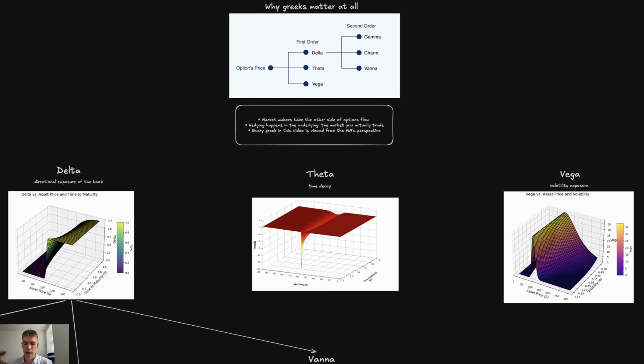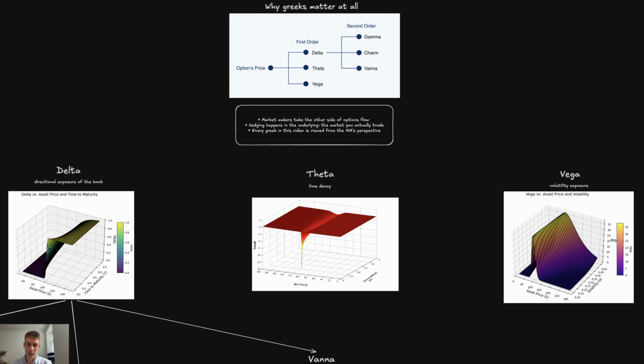Second one is theta, and it's time decay. When the book is net short options, theta is income collected every day. When the book is net long, theta is a cost paid. Either way, it's the carry side of the business, the thing that justifies holding the book at all.